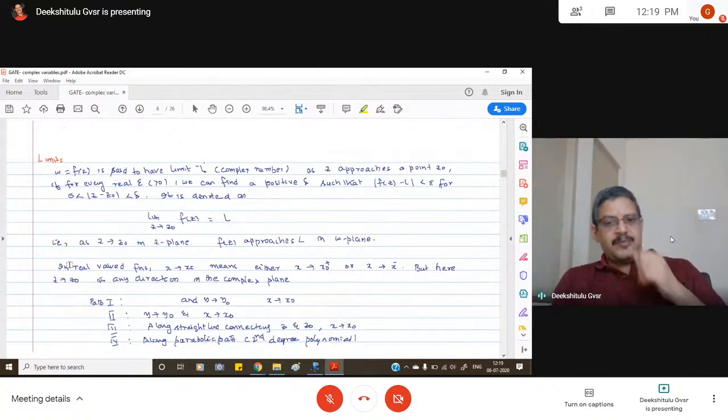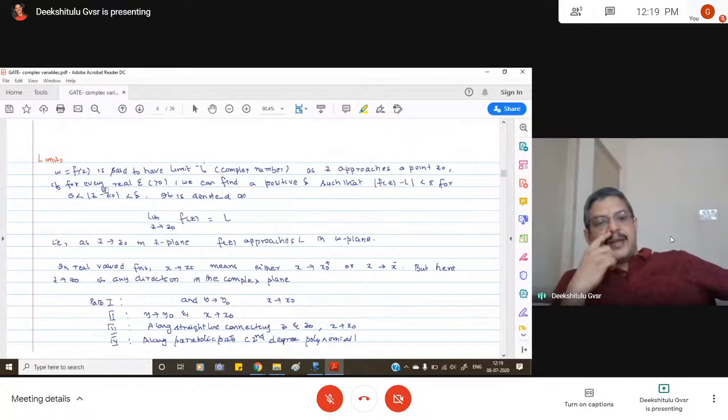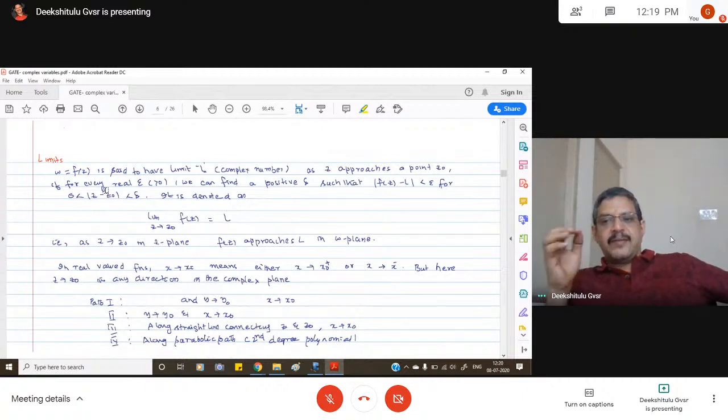Now first we'll talk about limits. w = f(z) is said to have limit L, a complex number, as z approaches a point z0, if for every real epsilon greater than 0, we can find a positive delta such that whenever 0 < |z - z0| < delta, then |f(z) - L| < epsilon. Then we say that the function f(z) has a limit L. We write it as limit z tends to z0 of f(z) is equal to L.